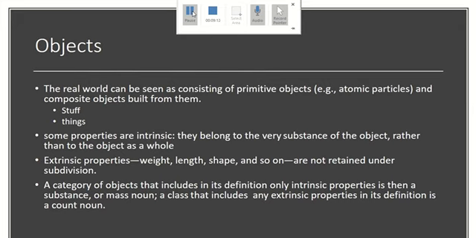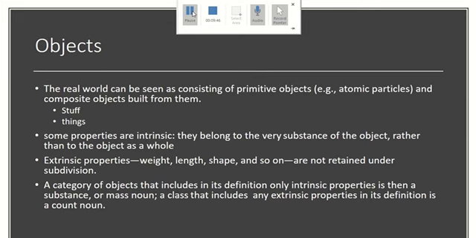Here we have two more keywords, stuff and things. The category stuff is the most general substance category, specifying no intrinsic properties, and the category thing is the most general discrete object category, specifying no extrinsic properties. Now, what are the intrinsic and extrinsic properties here? Some properties are intrinsic, meaning they belong to the very substance of the object rather than to the object as a whole.